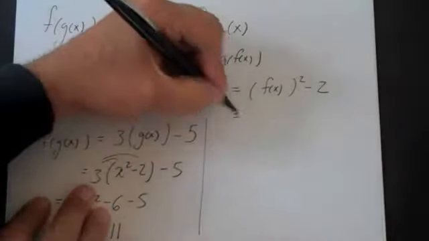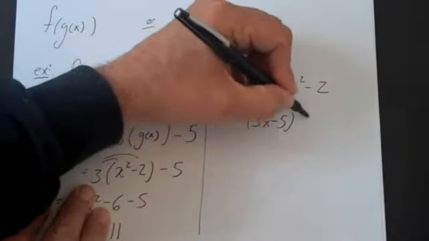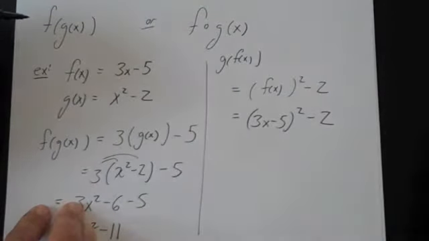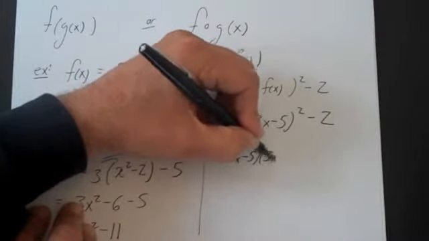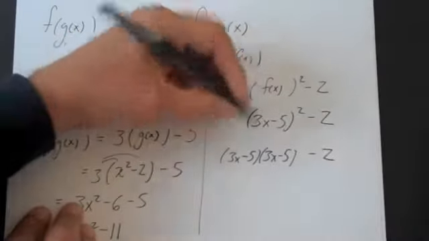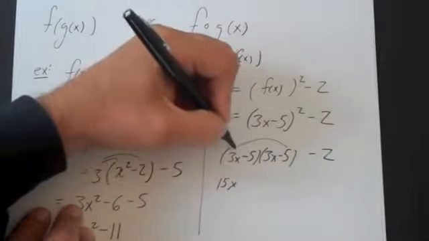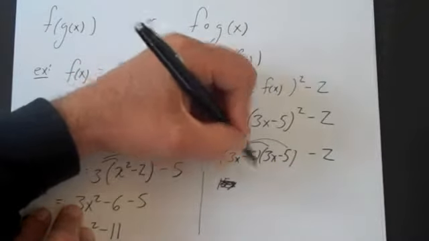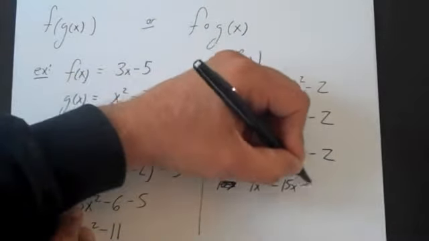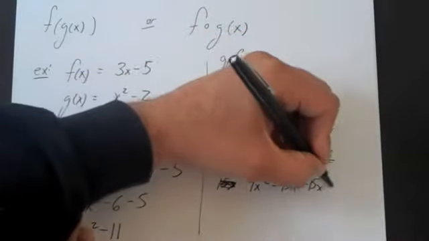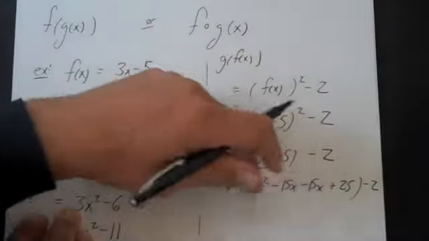Now let's plug in for f of x. F of x is 3x minus 5, so you have 3x minus 5 squared minus 2. And now you just simplify. This is going to be 3x minus 5 times 3x minus 5, minus 2. You have to multiply first, so we're going to FOIL. Let's do first: that's 9x squared, minus 15x, minus 15x, plus 25, minus 2. This is all the FOILing in there.